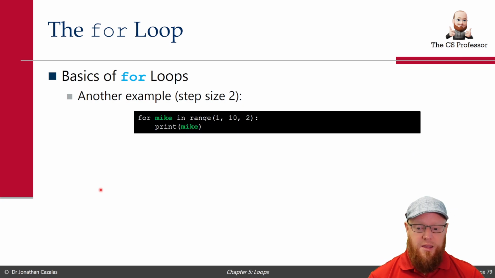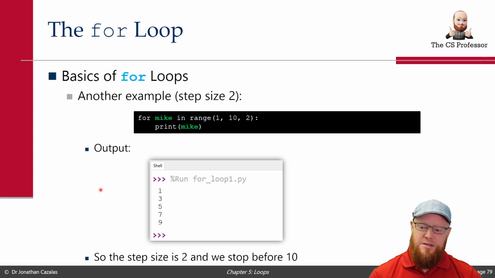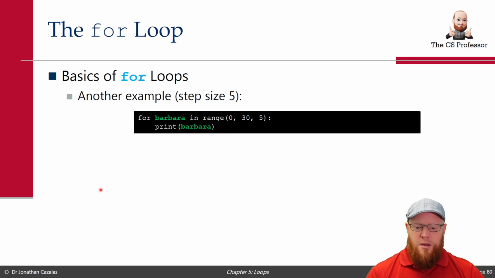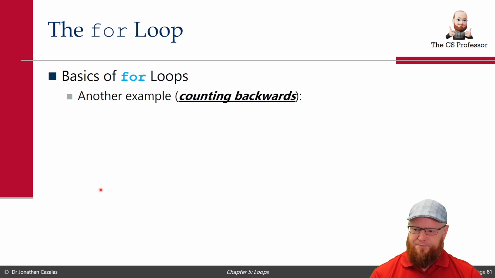Here we have for Mike in range 1, 10, 2, print Mike. And now we're looping starting at 1, going to 10, but not including 10, and the step size is 2. 0, 30, step size of 5 for Barbara. So Barbara is our counting variable. So we start at 0, and then we go to 5, 10, 15, 20, 25, and we do not go up to 30.